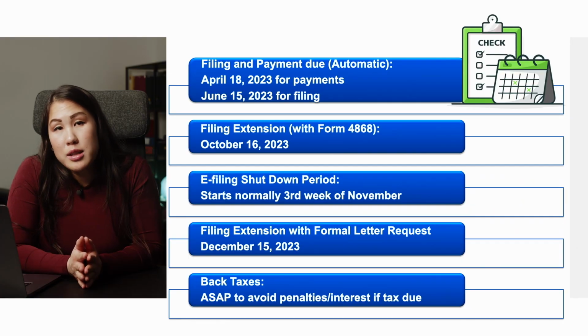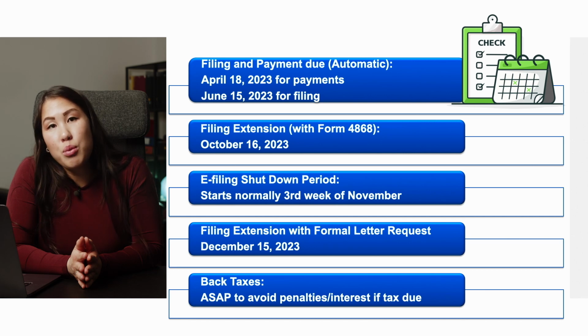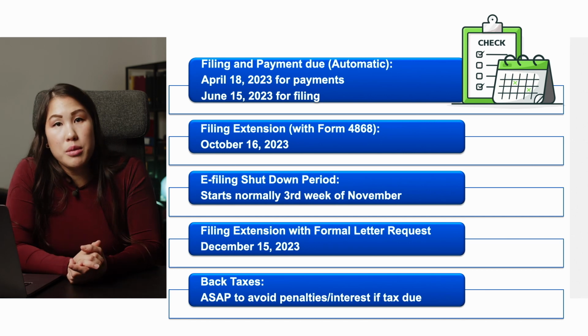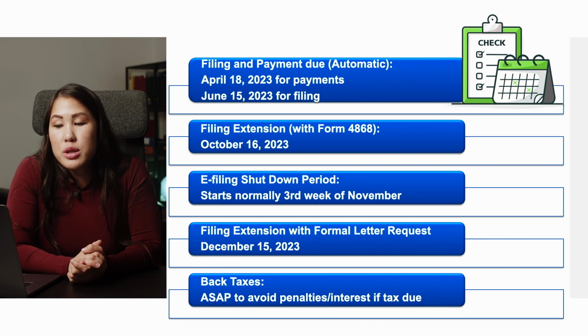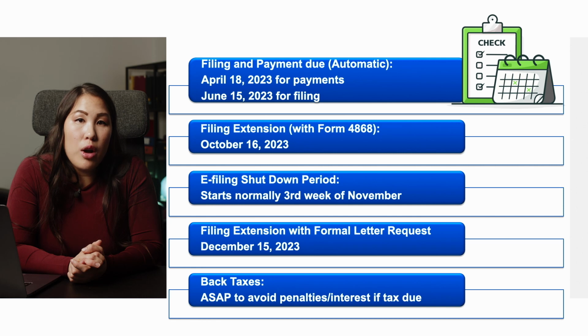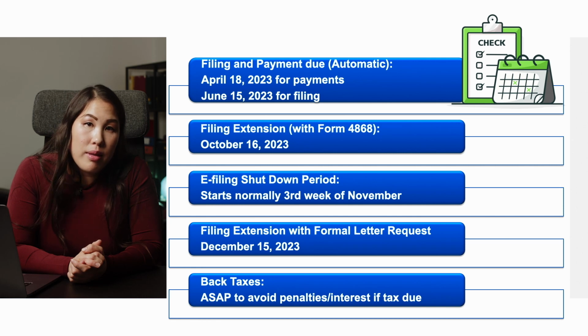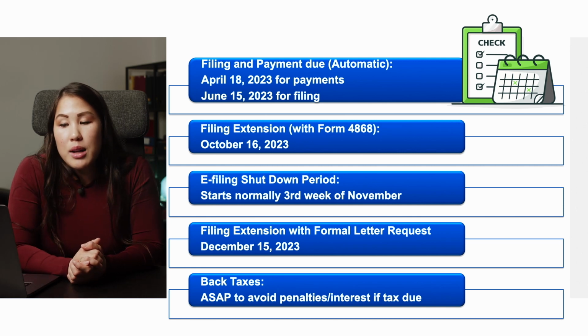There's a couple more things to be aware of. E-filing normally shuts down. So that is when you cannot e-file any returns. So there's a huge block in the system. The IRS does not accept anything electronically. That's usually the third week of November until the following February of the next year. So that's when e-filing will shut down.